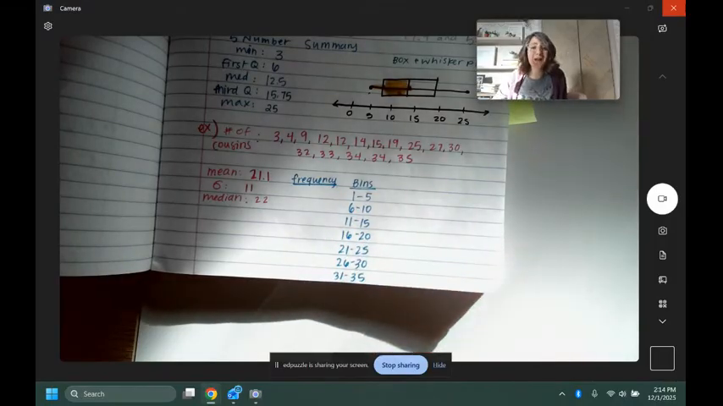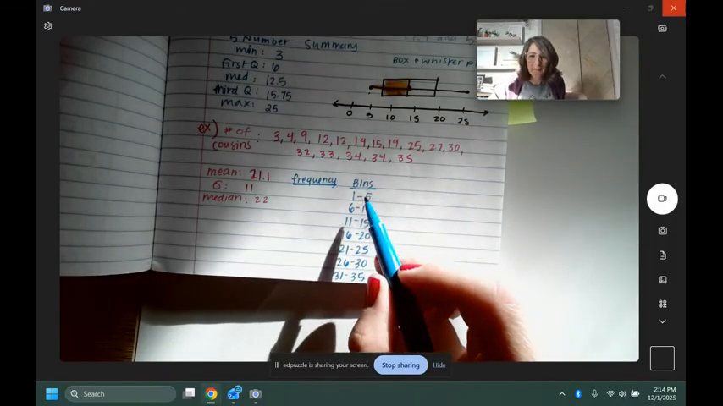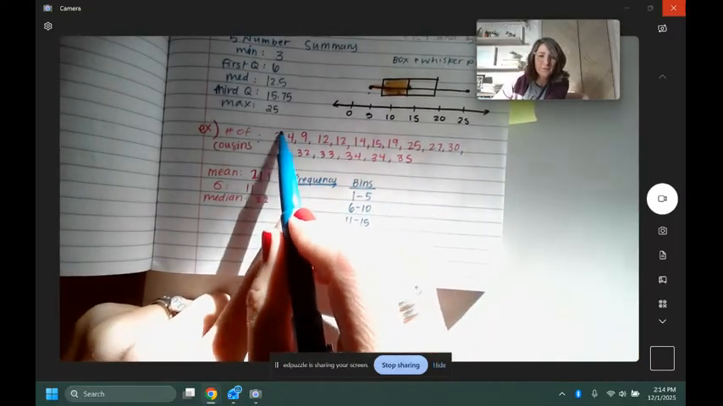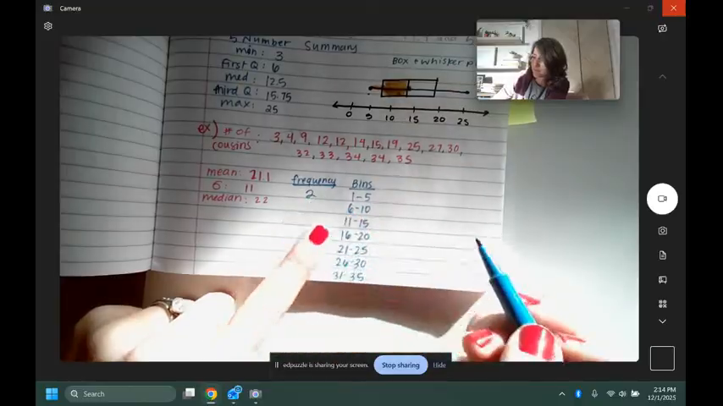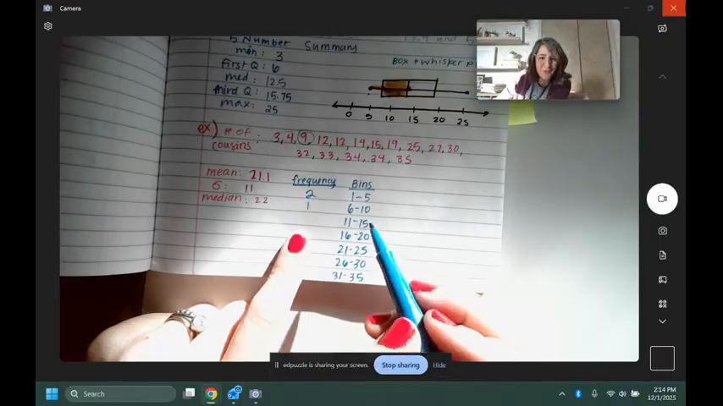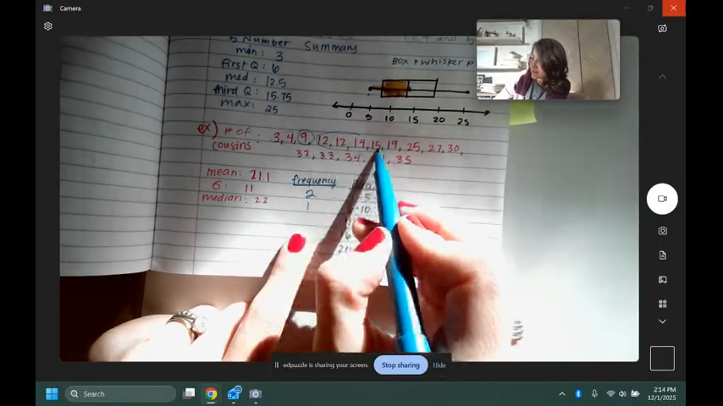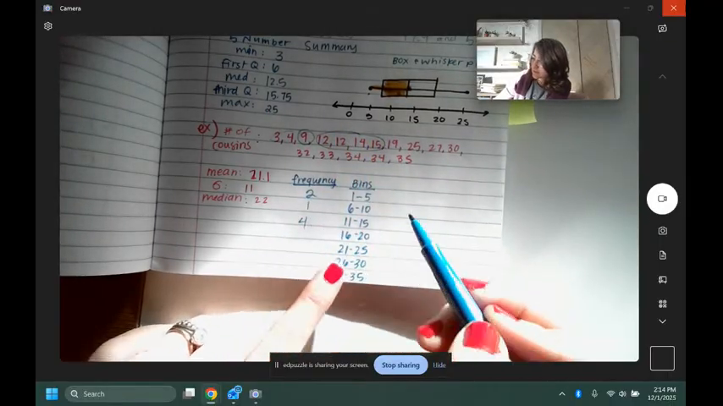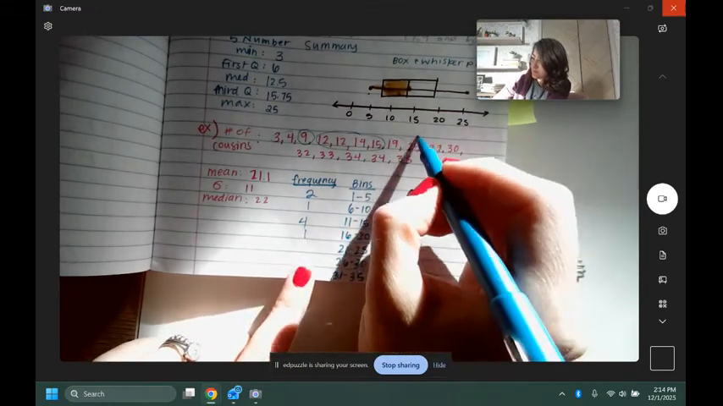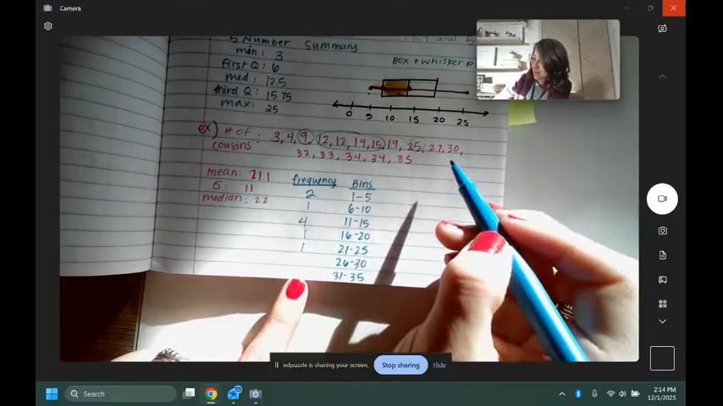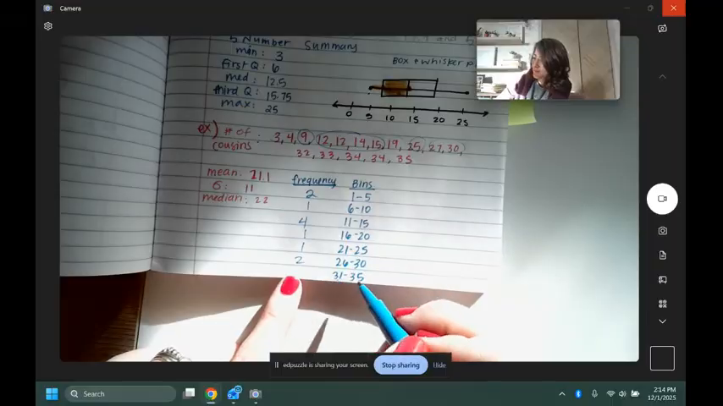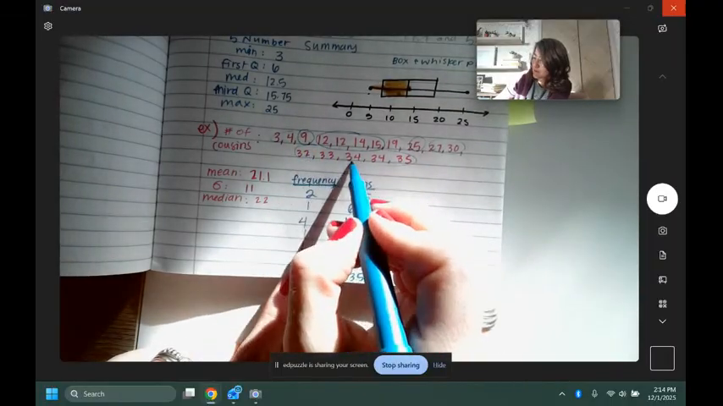Frequencies, how often did that happen? So how many data points up here fall between 1 and 5? Just 2. How many fall between 6 and 10? 1. How many fall between 11 and 15? 4. Between 16 and 20? Between 21 and 25? 26 and 30? Between 31 and 35. Whoa, 1, 2, 3, 4, 5.